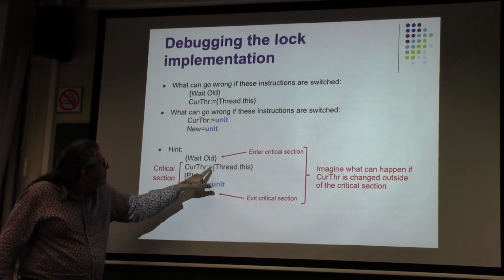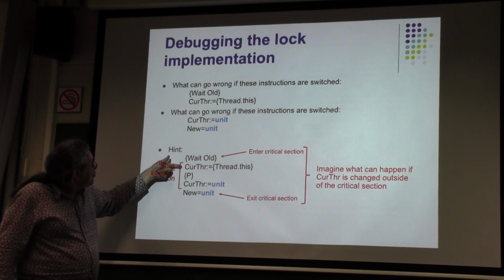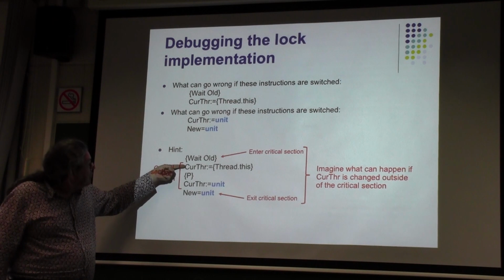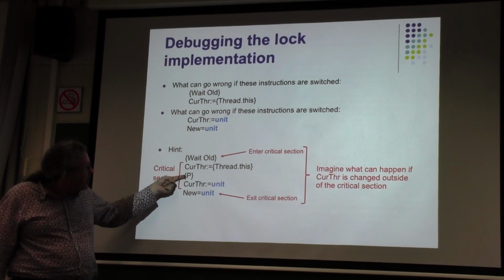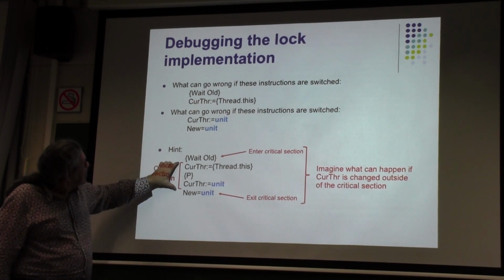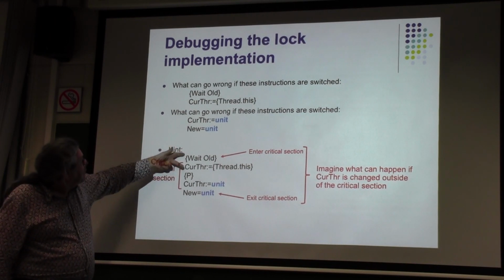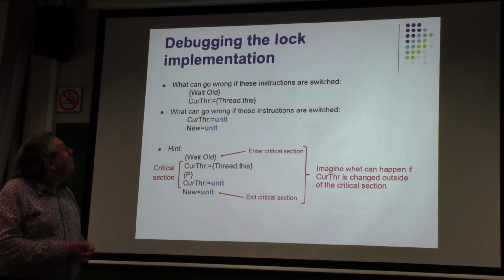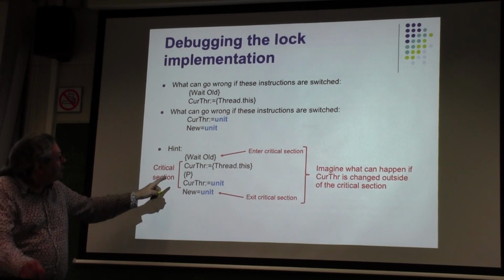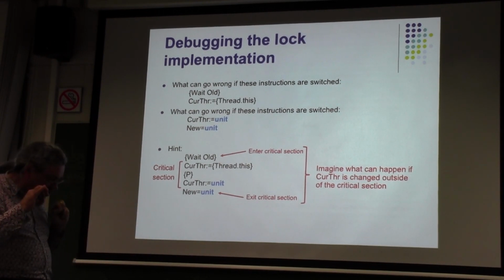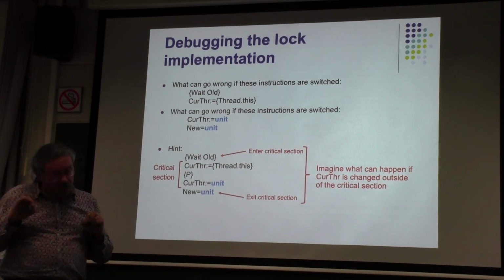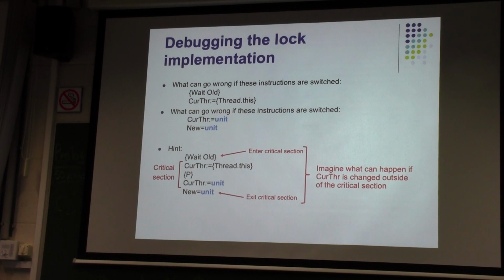So this current thread gets thread.this. You're guaranteed that only one thread will do this and the same thread will run P. That's the guarantee that the critical section gives you. But if you switch them, you don't have that guarantee anymore. Okay, see that? So you have to be able to imagine what can go wrong if the program is not rightly written.